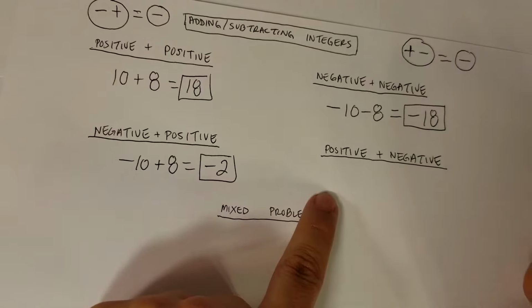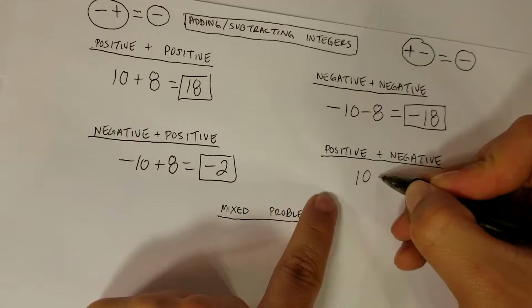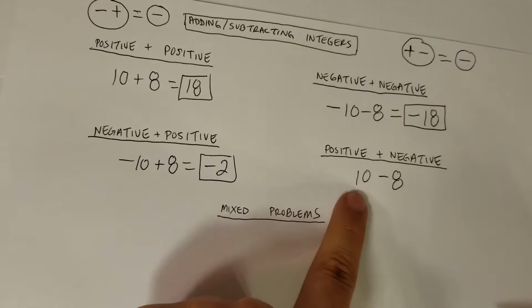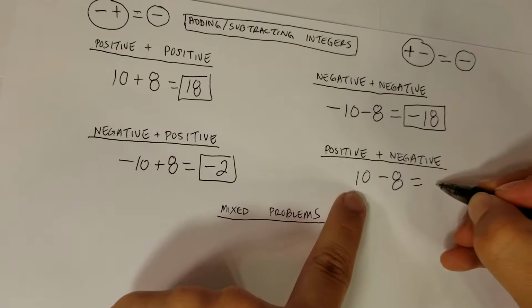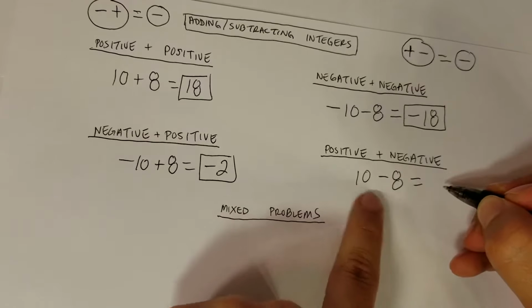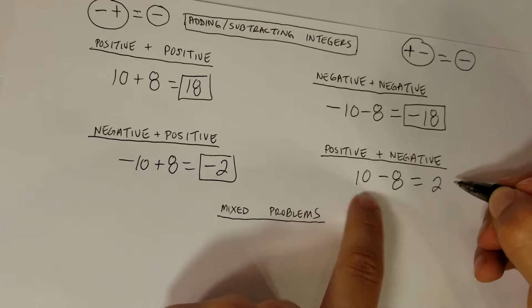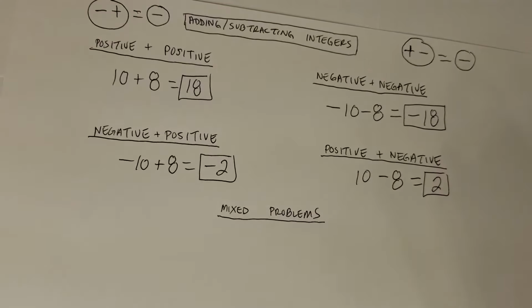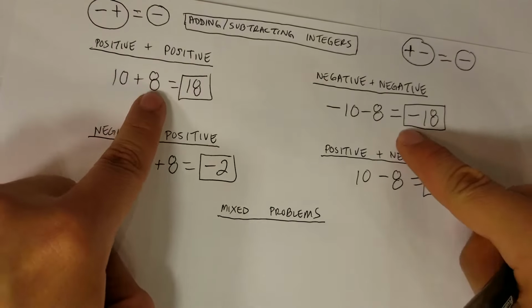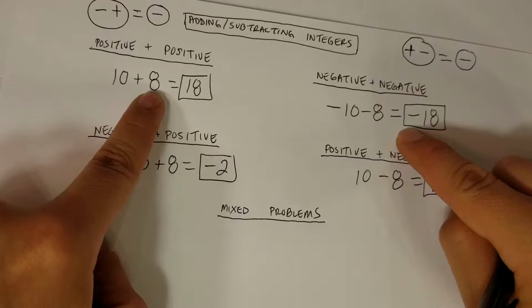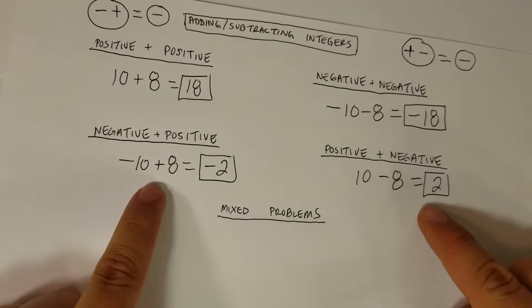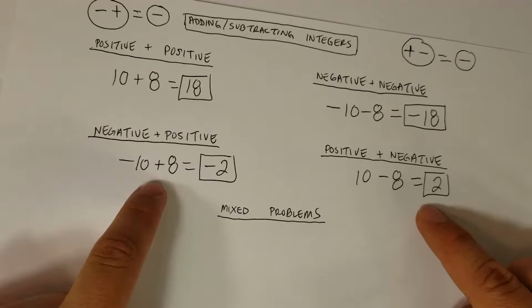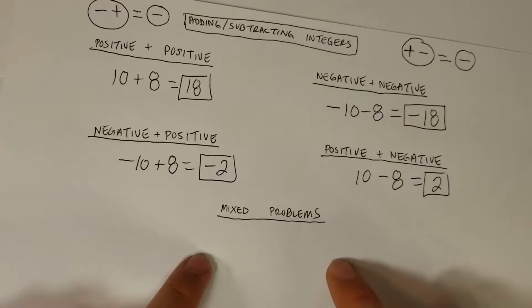Same idea in the other situation where we have, for example, positive 10 minus 8. The biggest number is positive, so this time the answer is still going to be 2. You're subtracting those two numbers, but the answer is going to be positive 2. Okay? So same sign, keep the sign the same, add them up. Different sign, keep the sign of the bigger number, subtract them.